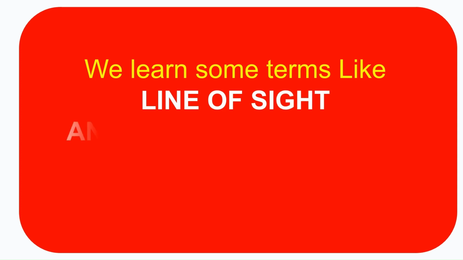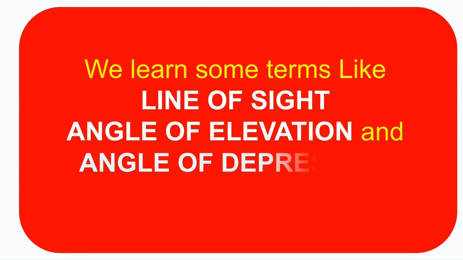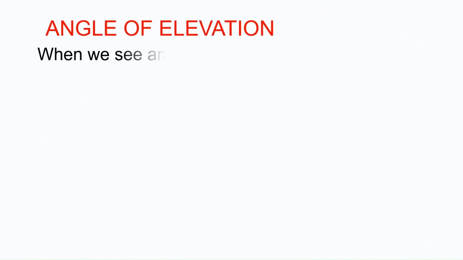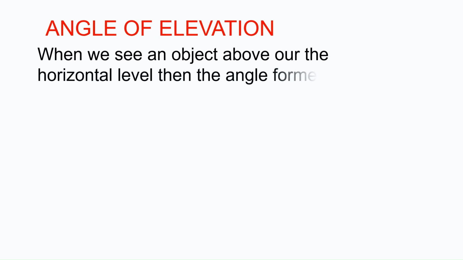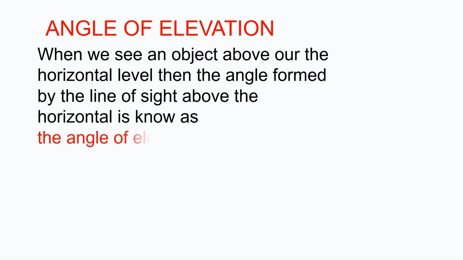We learn some terms like line of sight, angle of elevation and angle of depression before we start discussing the problems of height and distance in trigonometry. Angle of elevation. When we see an object above the horizontal level, then the angle formed by the line of sight above the horizontal is known as the angle of elevation.